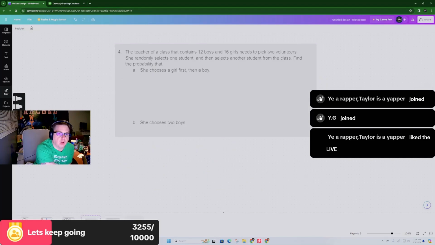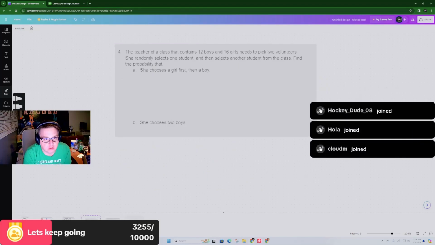Okay, so a teacher of a class that contains 12 boys and 16 girls needs to pick 2 volunteers. She randomly selects 1 student, then selects another student from the class. Find the probability. So think about this. If I pick 1 student out of the total, isn't that going to lessen my total by 1 because I selected that student? If I want 2 volunteers, I can't pick the same person twice. That doesn't make sense.